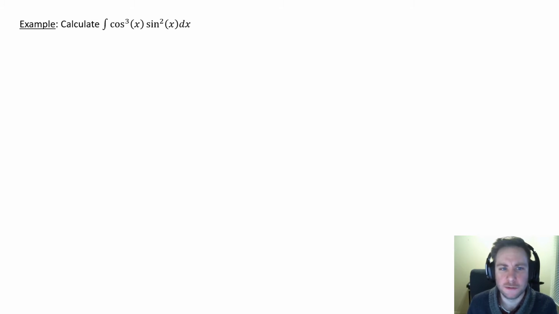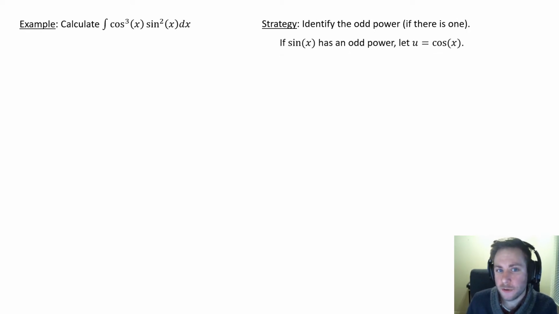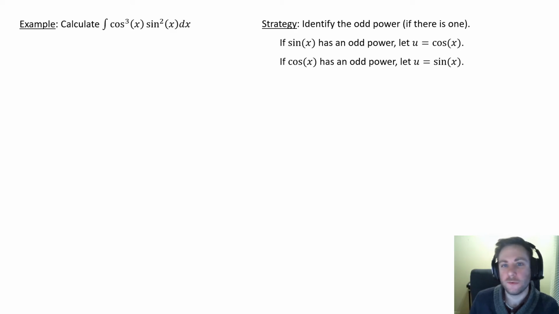for finding an antiderivative. The first thing you should do is identify the odd power if there is one. If sine x has an odd power, then we let u equal cos x. And if cos x has an odd power, then we let u equal sine x. If neither of them have an odd power, then we need a different strategy, which we'll talk about later.